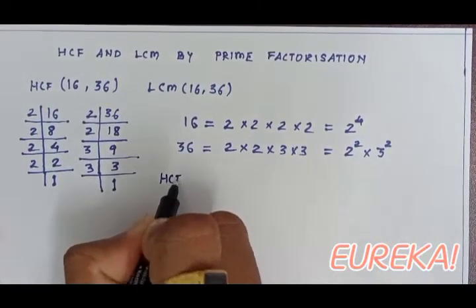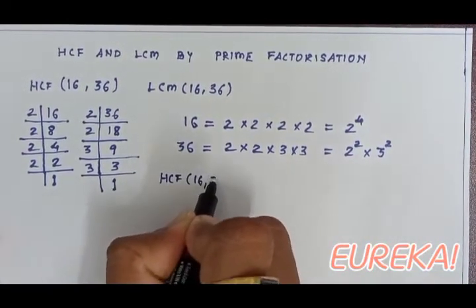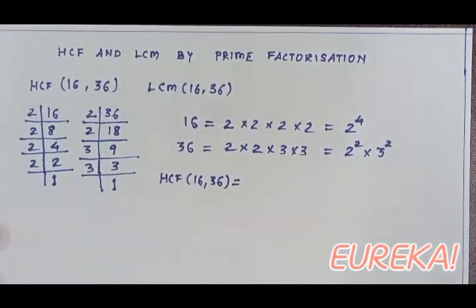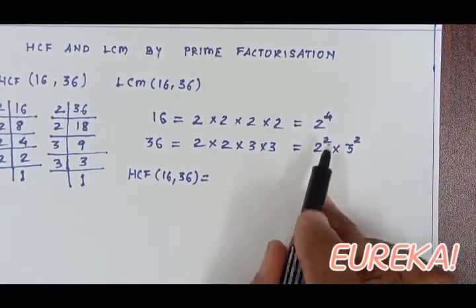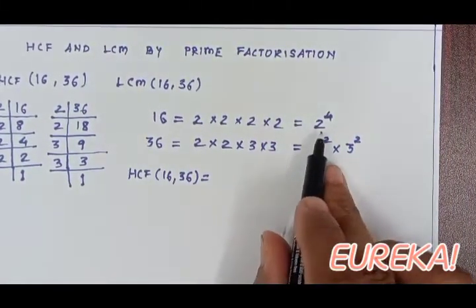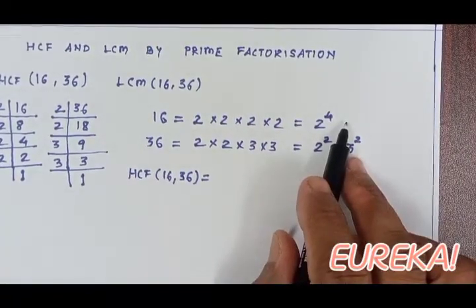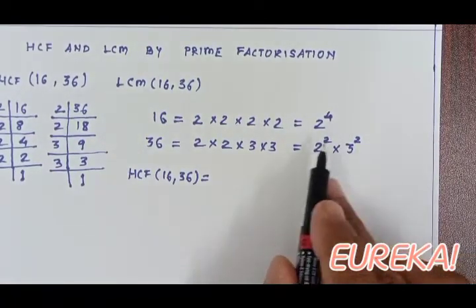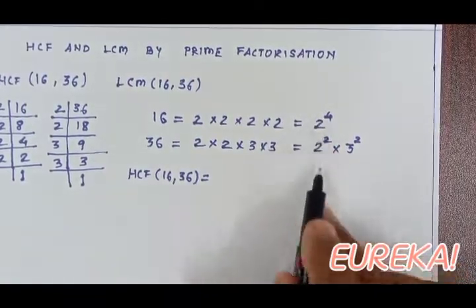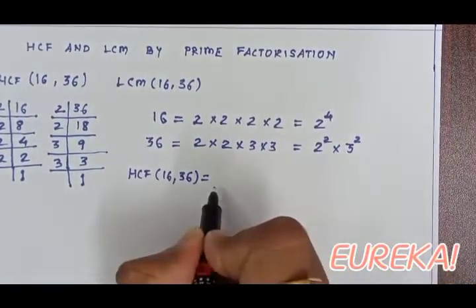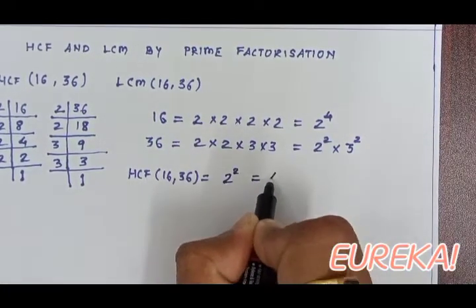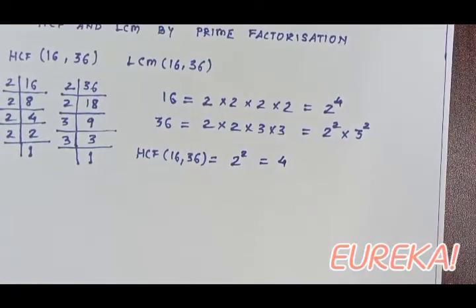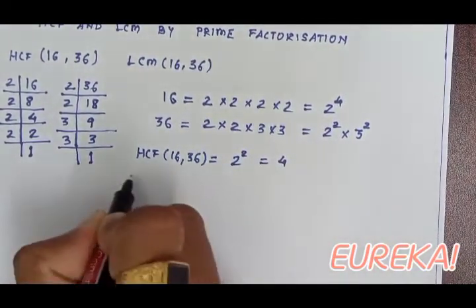HCF of 16 and 36 will be the product of the smallest power of each common factor. Now we can see the common factor among these two factorizations is 2, because 3 is not appearing in the first factorization. Comparing, the smallest is 2 raised to 2, so the HCF will be 2 raised to 2, that is 4. Is it very clear? Okay, so now we'll try to find the LCM.